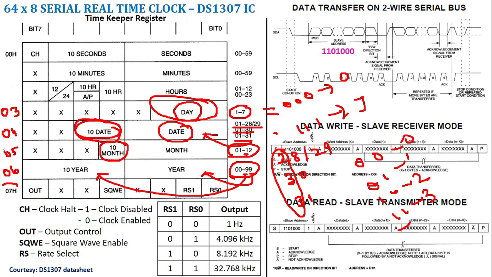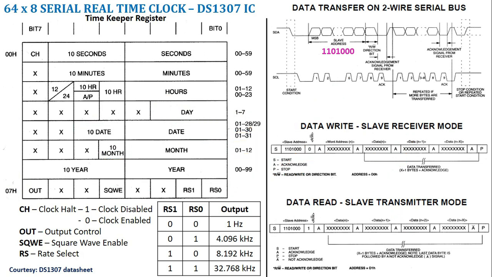Then the 7 is your control, which is mainly used for square wave generation. Here, if you see this, OUT is your output control, which will be like an enable line to send your square wave out of your IC. And this is square wave enable, and RS1 and RS0 will be used for selecting the frequency of output.